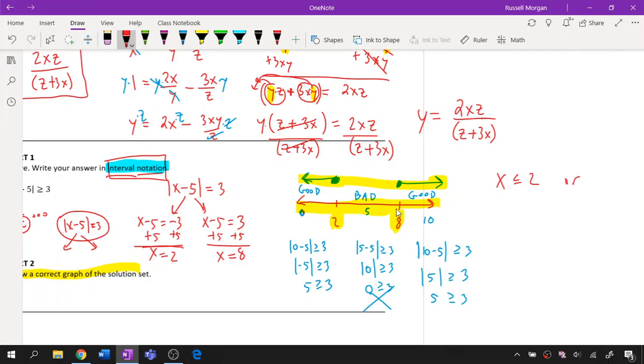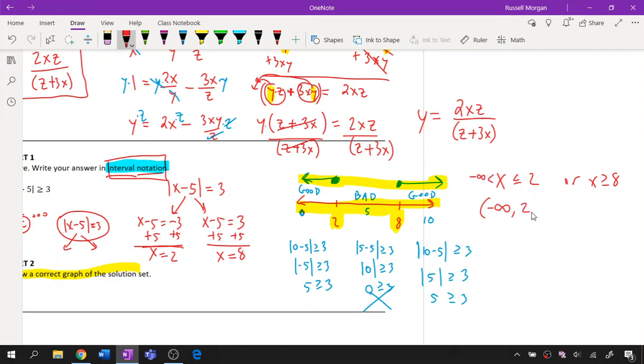Or x could have equaled 8 and been greater. Now this is inequality notation. Let's turn that into interval notation. Interval notation would be doing an interval with a start and a stop for this region. So that would be going to negative infinity forever. In fact, I could have put negative infinity here on my inequality.